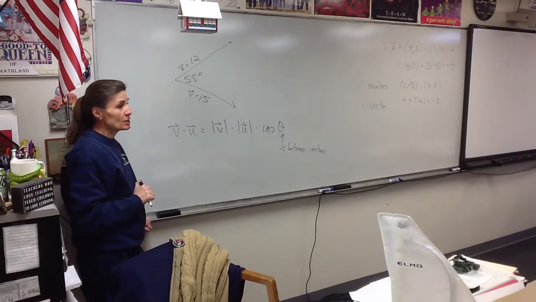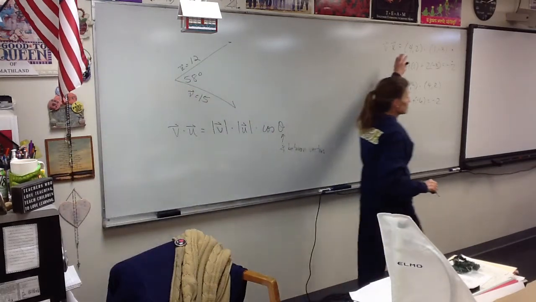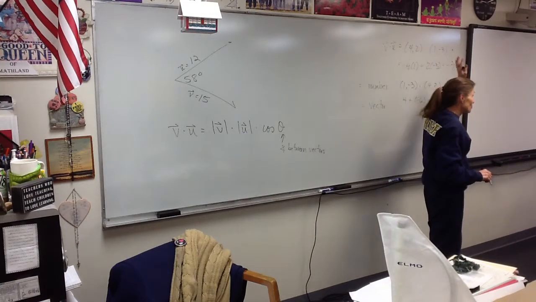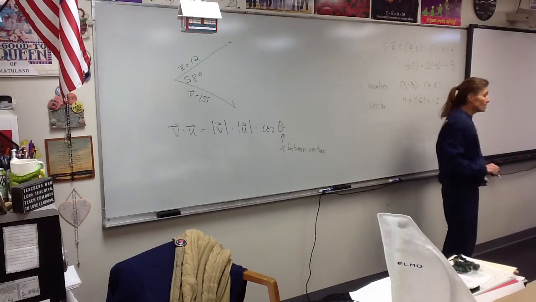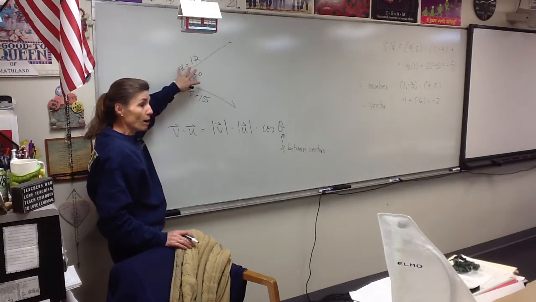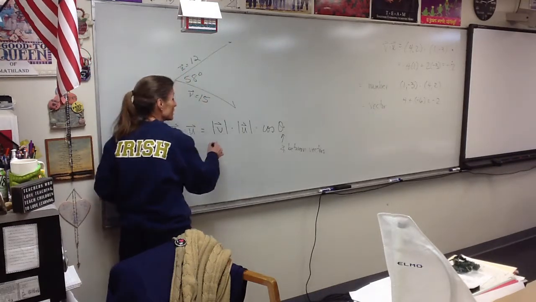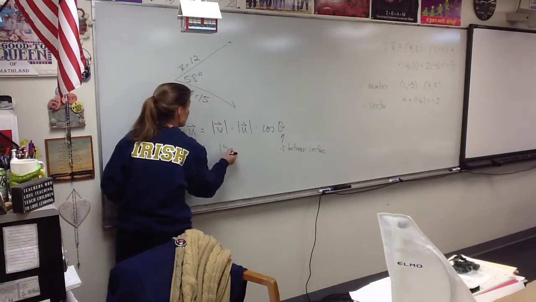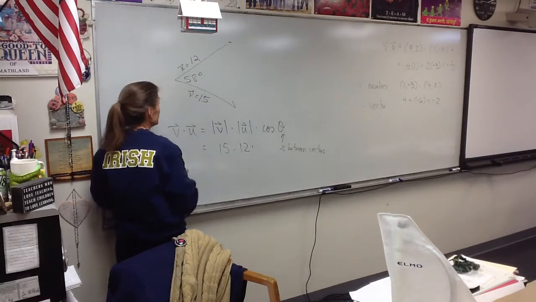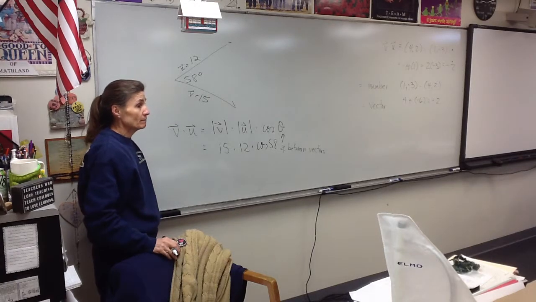Mrs. Ford, how do we know which way to use? Use the way that fits the given information. If you have the ordered pairs, if you have the x's and y's, if you have the components of the vector, do x times x, y times y, and add them up. If you have magnitudes and angles, which is like a real world problem, take the magnitude of the first one, which would be 15, the magnitude of the second one, which would be 12, times the cosine of the angle between them, which in this case is 58.